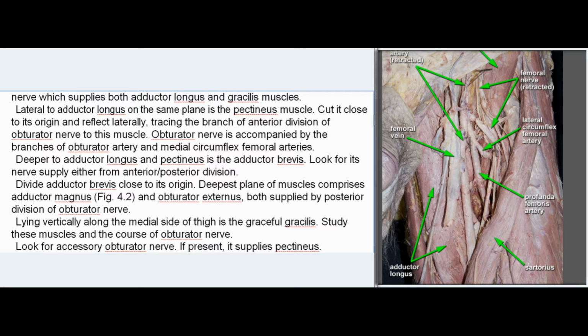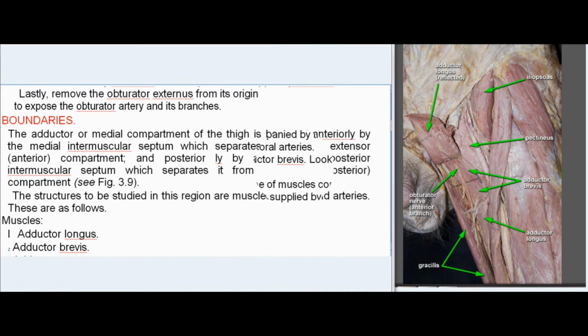Lying vertically along the medial side of thigh is the graceful gracilis. Study these muscles and the course of obturator nerve. Look for accessory obturator nerve. If present, it supplies pectineus. Lastly, remove the obturator externus from its origin to expose the obturator artery and its branches.